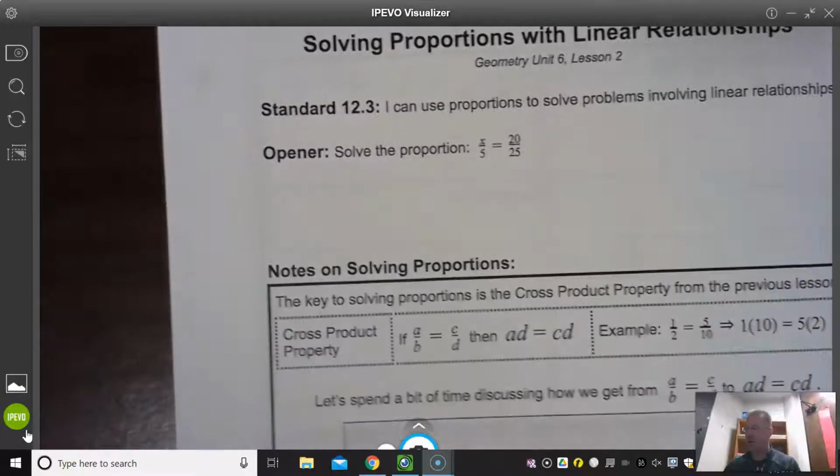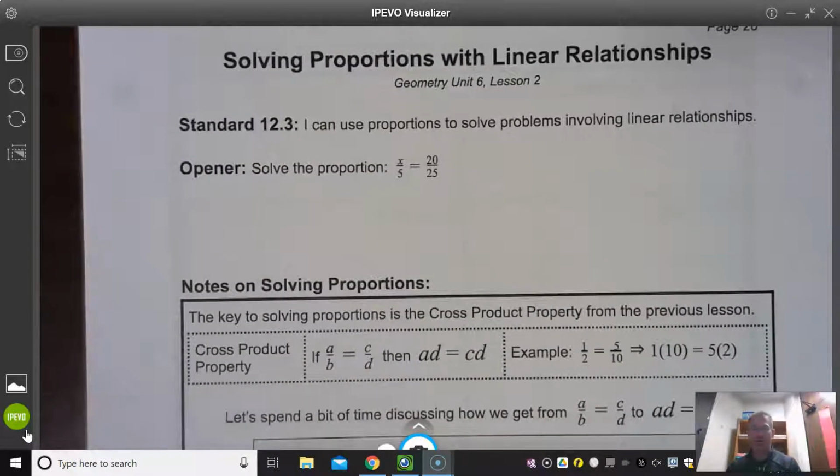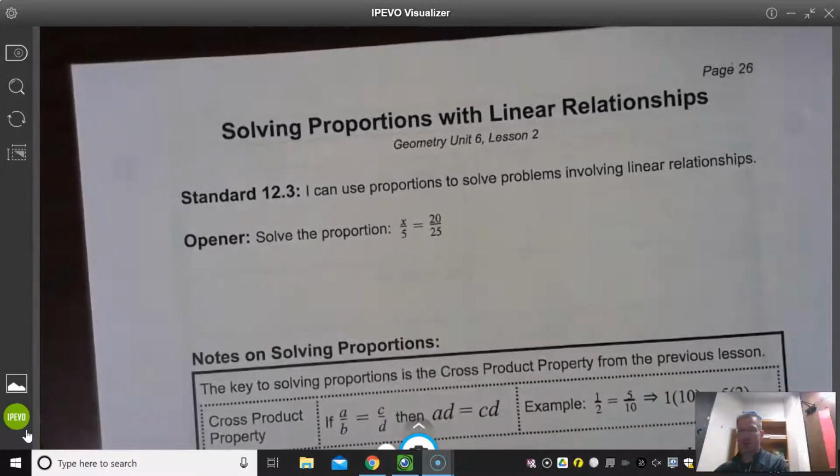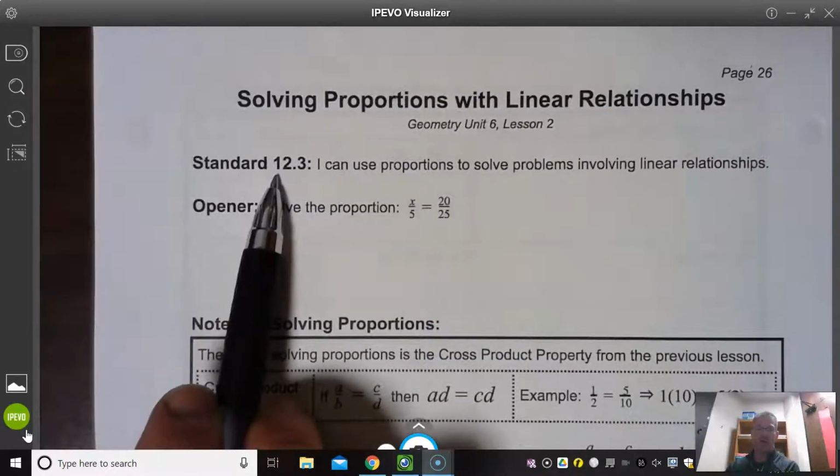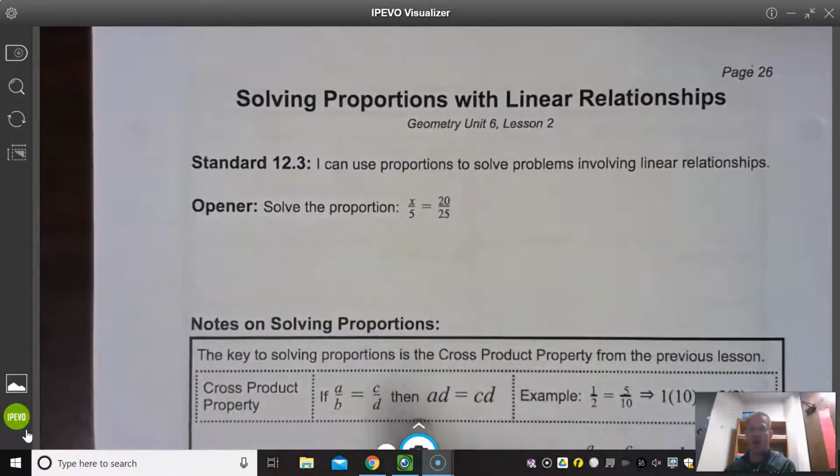All right, my friends. So we're going to continue our discussion with proportions. And what we're going to do now is we're going to focus on solving proportions. All right, and this starts on page 26 in your workbook. And you can see that this is going to take care of standard 12.3. I can use proportions to solve problems involving linear relationships.